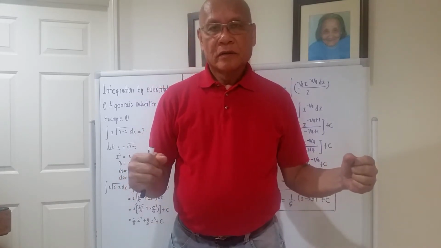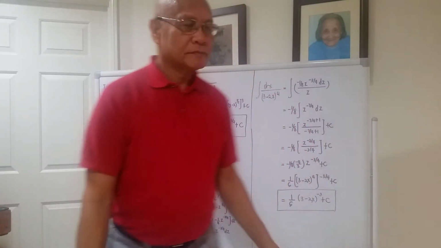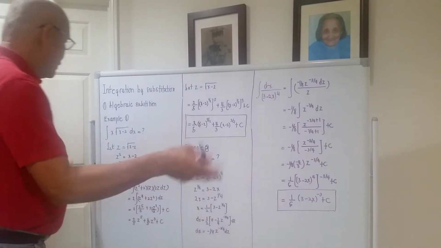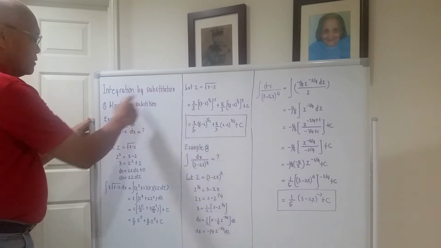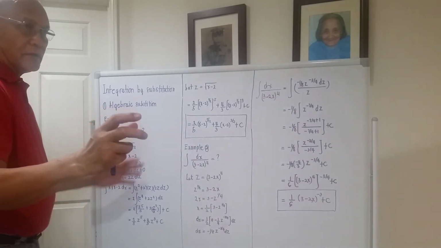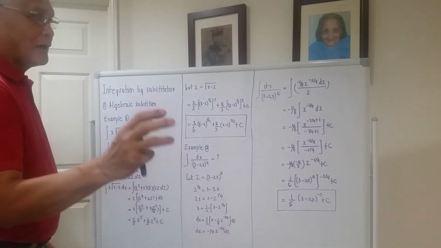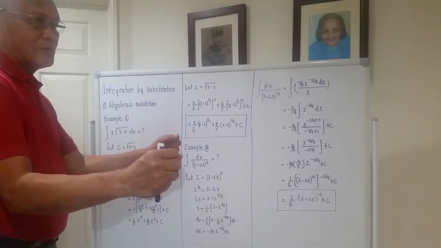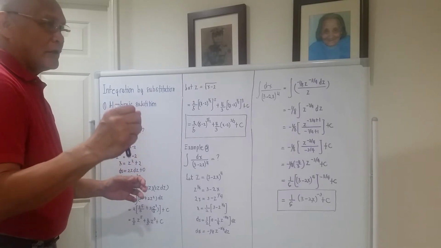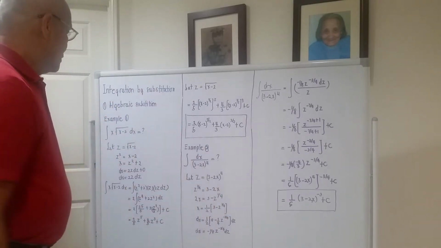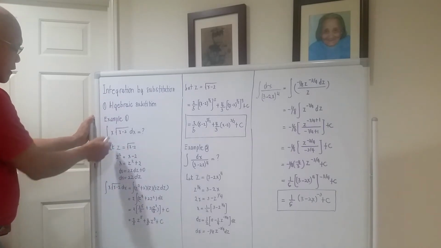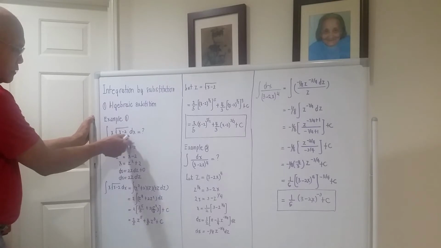Okay, we shall start. Our topic is integration by substitution. The first substitution is algebraic substitution. I will give you an example of integration by algebraic substitution. Example number 1: the integral of x times the square root of x minus 2 dx equals.